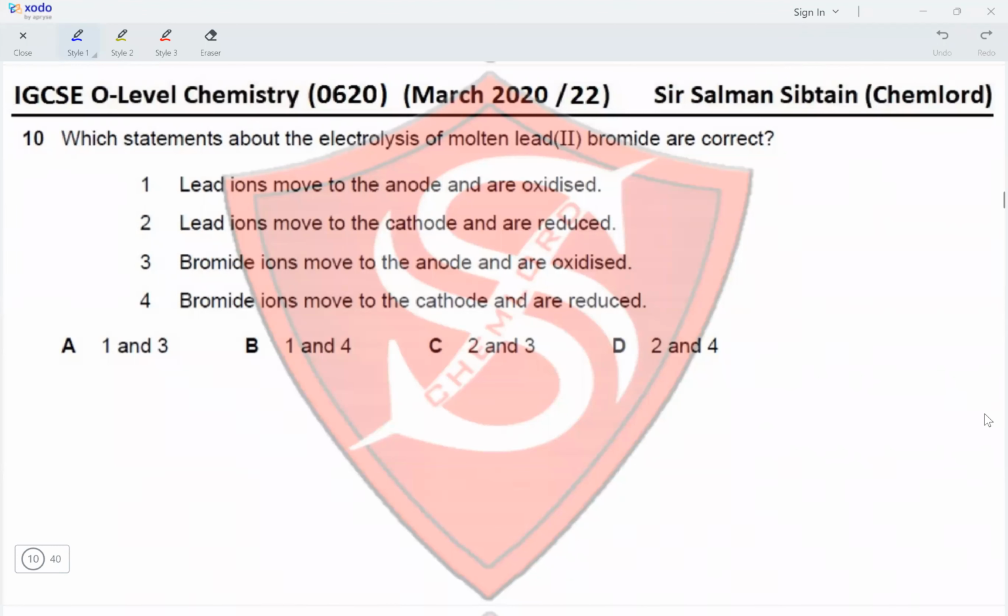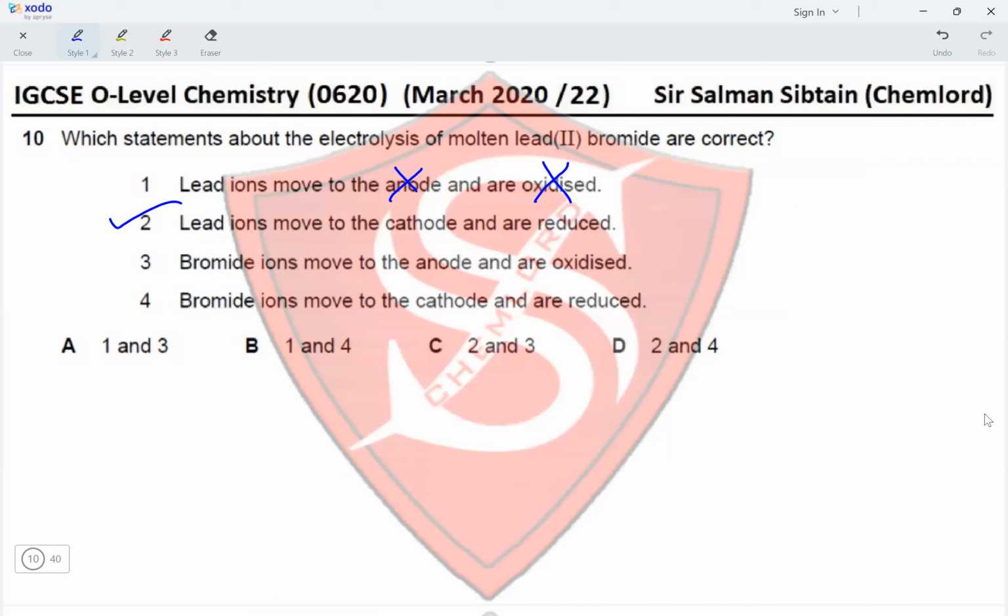Question 10. Which statements about the electrolysis of molten lead bromide are correct? Okay, it's molten. There is no other substance present in the electrolyte, only lead ions and bromide ions. So, 1. Lead ions move to the anode and are oxidized? No. Lead ions would move to the cathode and are reduced because lead ions are positively charged. They need to gain electrons to form lead metal. So they move to the cathode and are reduced. Yes, this is what we just discussed.